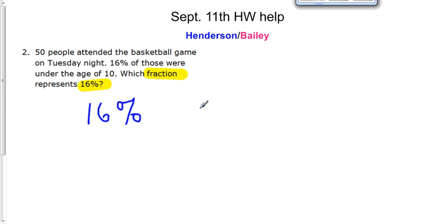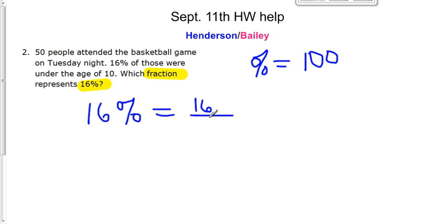So if we look at that 16%, first of all, you have to understand that percent means per 100. So what we want to do is take our 16 and put it out of 100. Now that is what it means. If you stop right there though, you are going to miss it. You're in 8th grade now, so we have to break it down from now on.